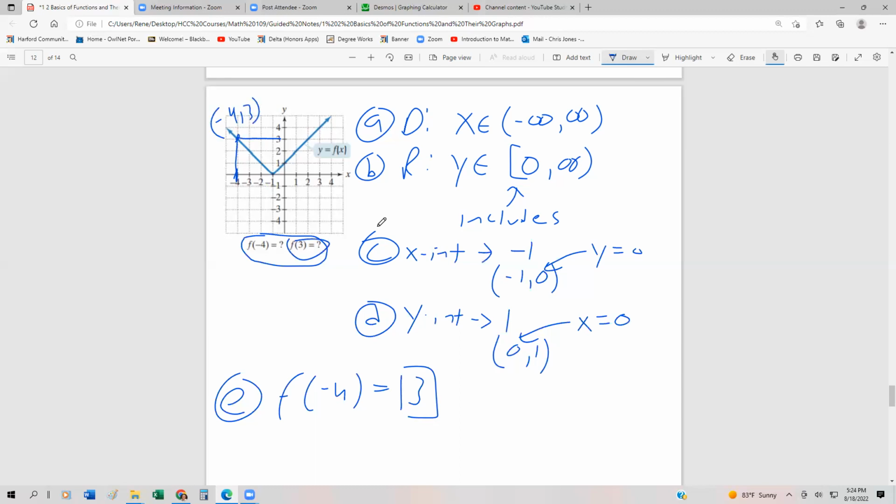And then for f of 3, we just go to 3 and we trace it up, and it looks like it lines up at the point 4. Since (3, 4) is on the function, f of 3 is going to be equal to 4. All right, so that's how we go through and try to find domain, range, intercepts, and then also evaluate a function at specific points for one of these sorts of graphs of a function.